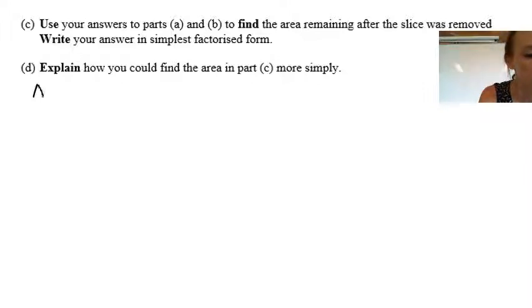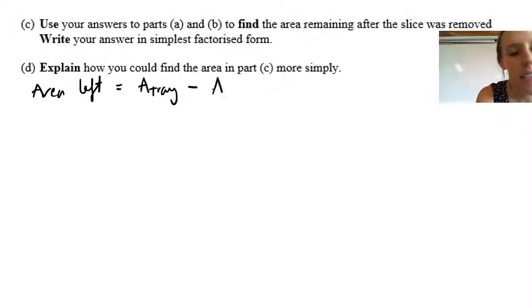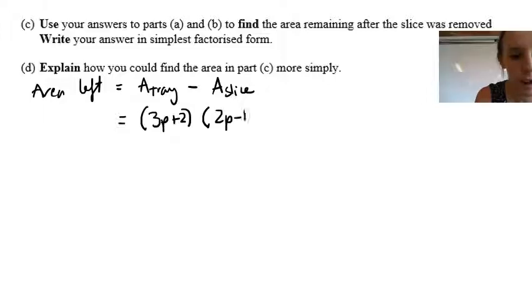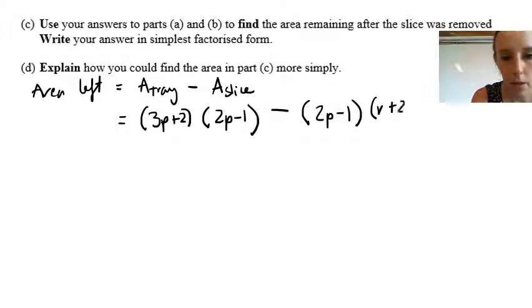So the area that's going to be left behind is going to be the area of the tray minus the area of the brownie slice. So I'll just do that. I know my area of the tray from my previous question. It's written in A. What was it? 3p plus 2 and 2p take 1. So that's my area of my tray, and I have to take away the area of the slice, which I know from B, which was 2p take 1 multiplied by r plus 2.